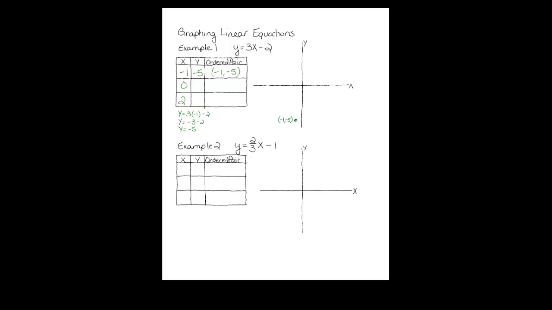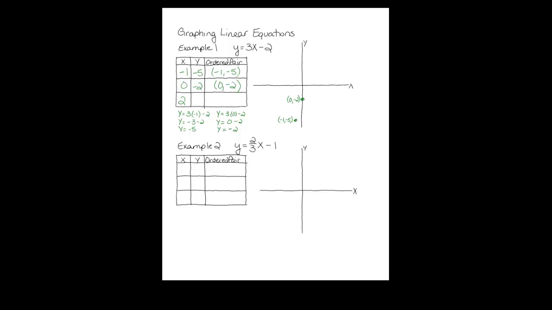Same thing with the 0. We have y equals 3 times 0 minus 2. So y equals 0, 3 times 0 is 0, minus 2. Y equals -2. So when x is 0, y is -2. So the ordered pair 0, -2. Plotting this on the graph, here is 0, -2.